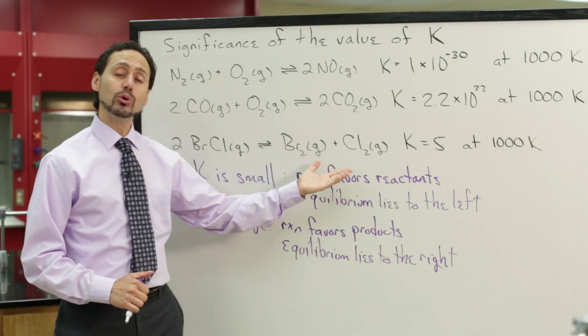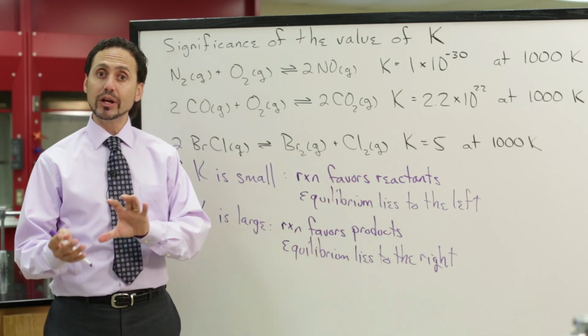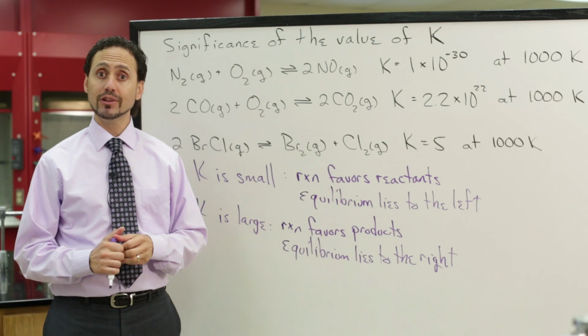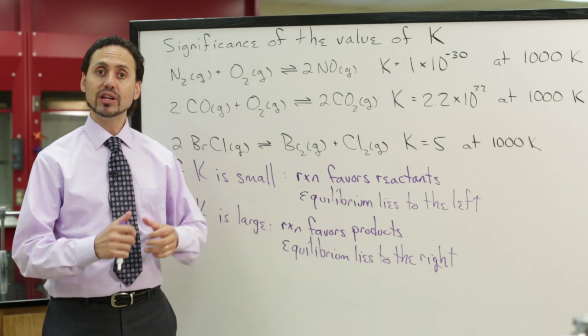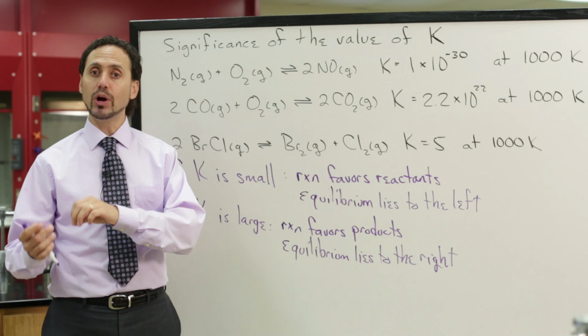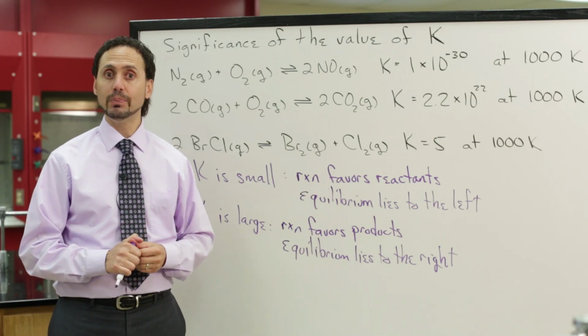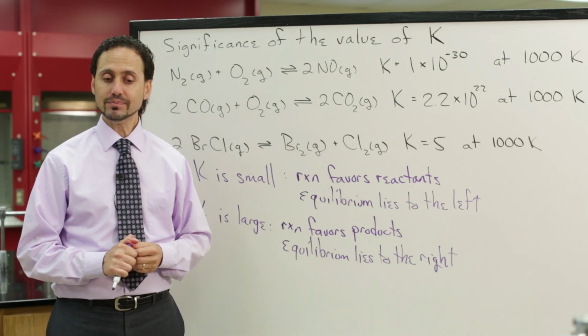This is a type of equilibrium where you may have a little more freedom to adjust the conditions, maybe change the temperature, to get the reaction to favor the products or the reactants more, depending on which you want.